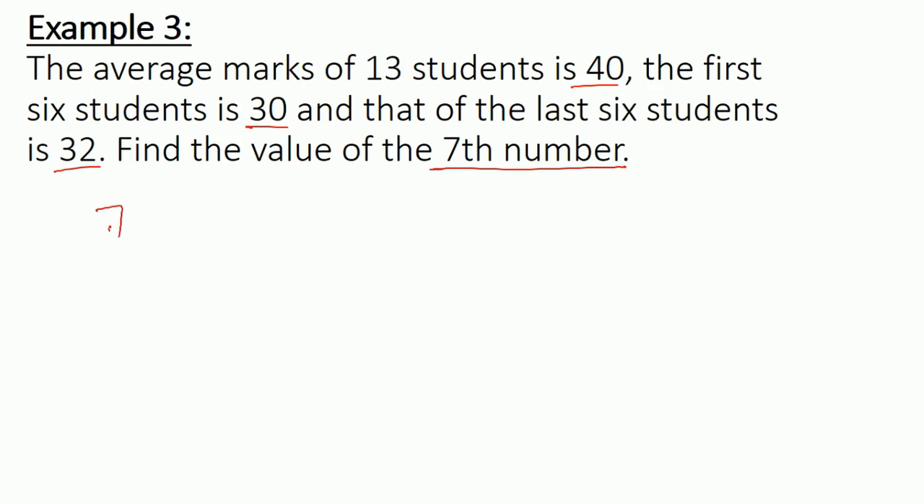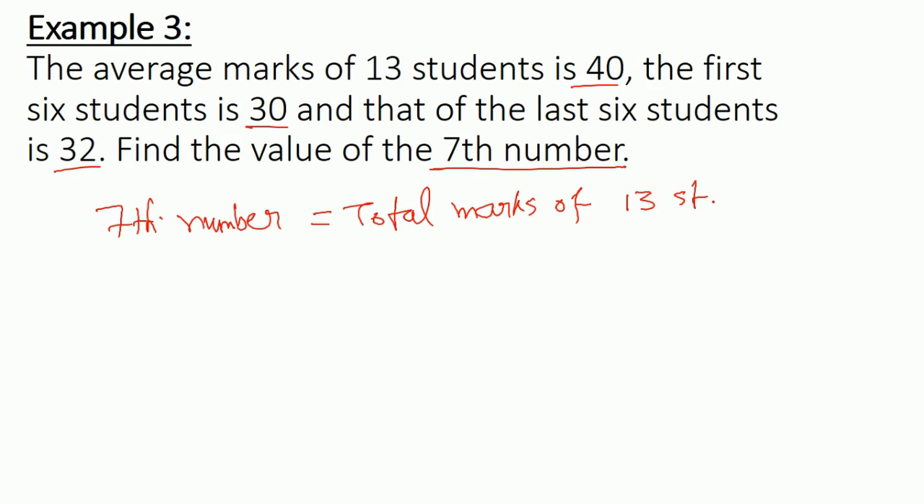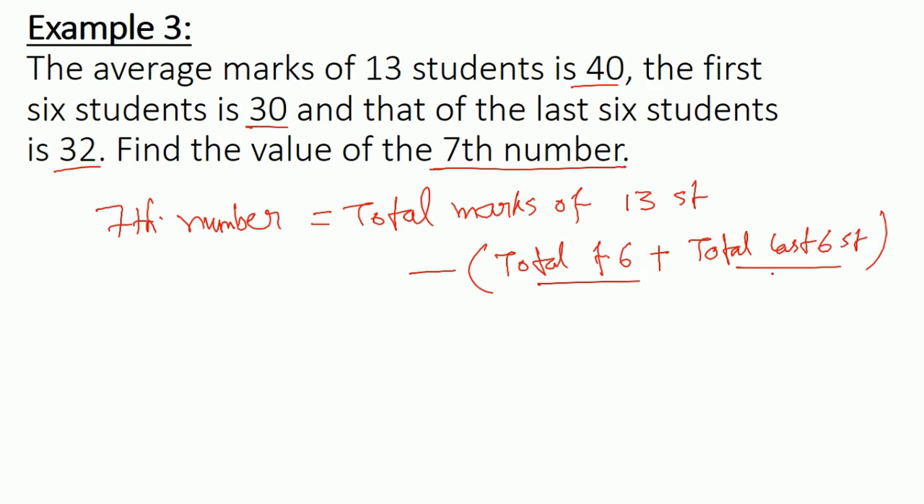So what we need to find out, if this is the 7th number, we want to find out the marks of the 7th student. It will be equal to the total marks of 13 students minus the total marks of the first 6 students plus the total marks of the last 6 students. Because the first and last 6 students give us 12 students and their marks, and we know the total marks of 13 students. So subtract from there, and we are going to get the marks of the 7th student.